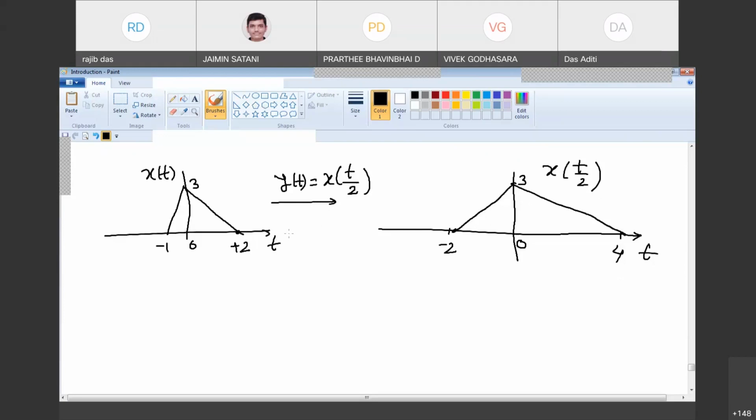Is it clear? Yes, sir. It's fine. Now there is one point here. I have considered that the scaling factor a is always positive, but it could also be negative. Now, what is the meaning of this one? I'll call it time reversal.